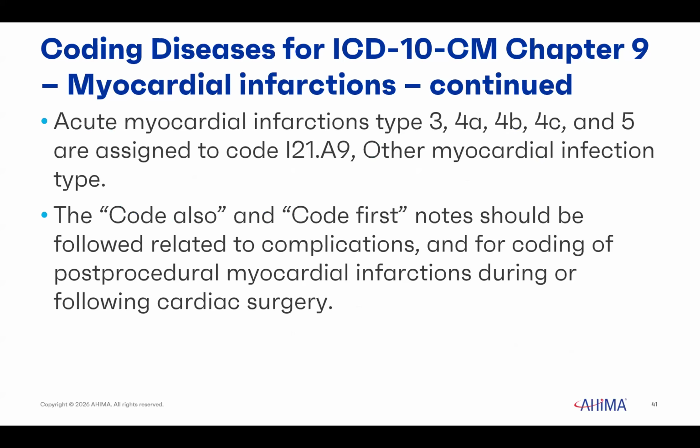And again, acute myocardial infarctions of type 3, 4A, 4B, 4C, and 5 are coded to code subcategory I21.A9, other myocardial infarction types. The code also and code first notes should be followed related to the complications and for coding of post-procedural myocardial infarctions during or following cardiac surgery.